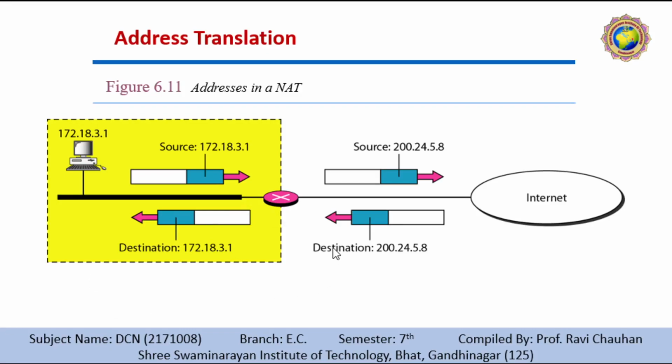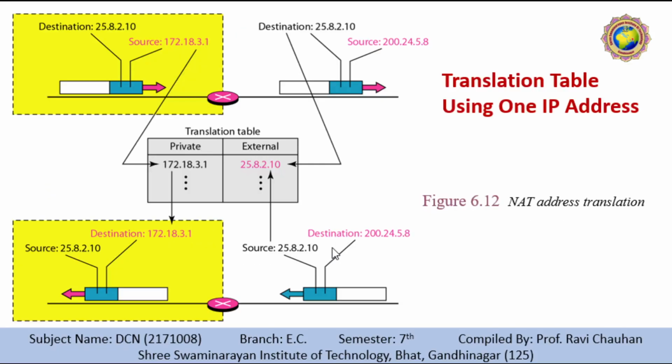So what is the translation table required for this NAT? We have noticed that translating the source address for outgoing packets is straightforward. But how does the NAT router know the destination address for a packet coming from the internet? There may be tens or hundreds of private IP addresses, each belonging to one specific host. The problem is solved if the NAT router has a translation table. Using the IP address, how it can be solved is shown over here. It is the simplest form.